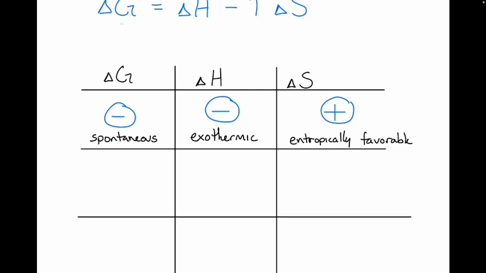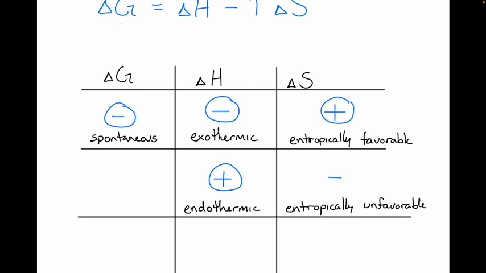All right, so then what if the pendulum swings the exact other way here and we have an endothermic reaction that is entropically unfavorable? An endothermic process would be one where that delta H value is positive. And entropically unfavorable means that that delta S value is negative.